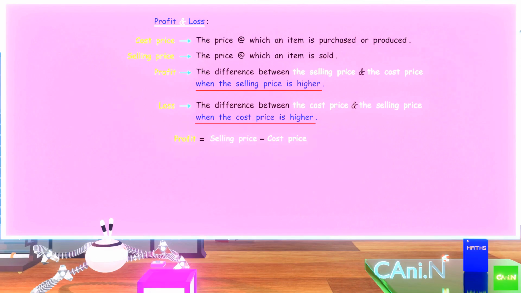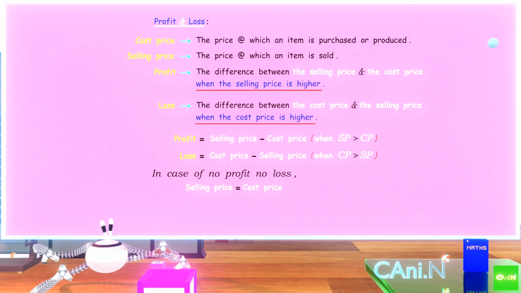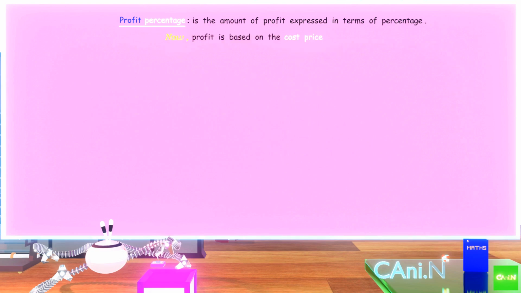So, profit equals selling price minus cost price. Loss equals cost price minus selling price. Now, in case of no profit no loss situation, selling price equals cost price. Next is profit percentage. Profit percentage is the amount of profit expressed in terms of percentage. Now, profit is based on cost price.